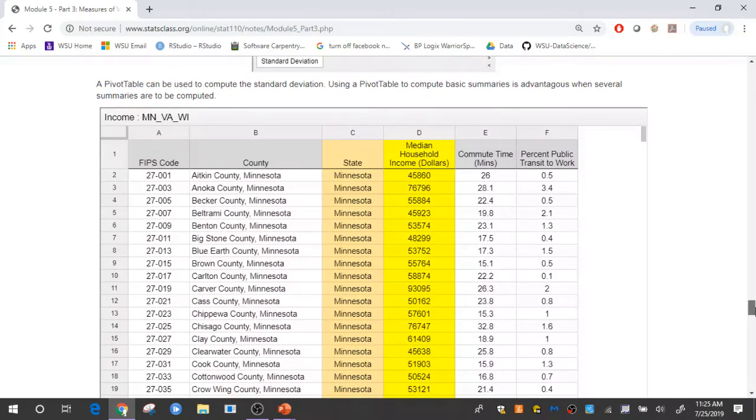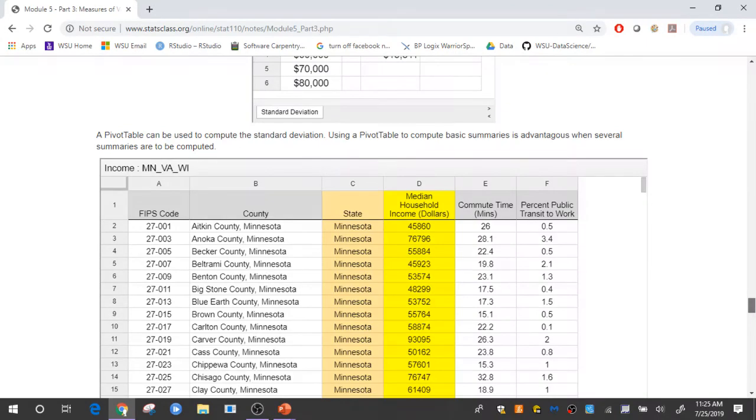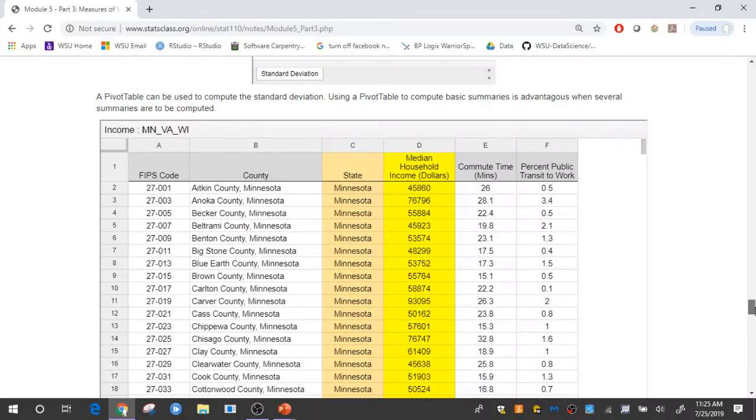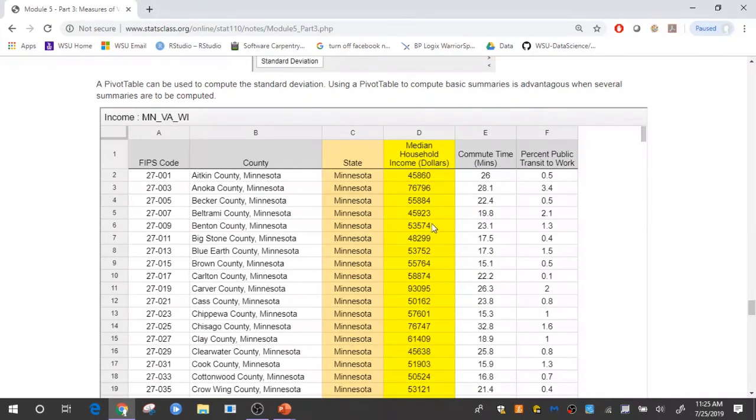Here I'm going to use a pivot table. So a pivot table can be used to compute the standard deviation. Pivot tables are nice when you have several summaries that need to be computed. So here I want to calculate the average household income for Minnesota, Virginia, and Wisconsin. I want to get the standard deviations. I also maybe want to get the counts. How many counties or how many measurements do I have from each of those states? So if I want to get a bunch of summaries, the easiest way to do that is through the use of pivot tables.